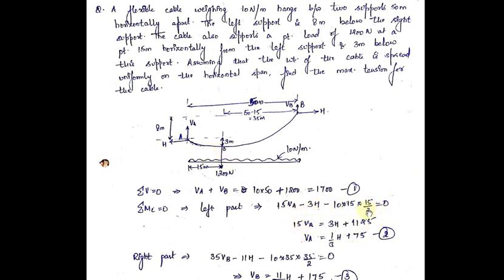After solving this equation, we will get VA in terms of capital H. So VA will be equal to 1 by 3 capital H plus 75. So this equation is your equation number 2.